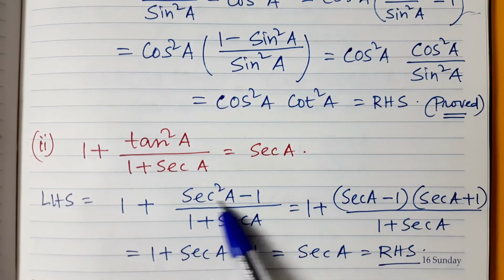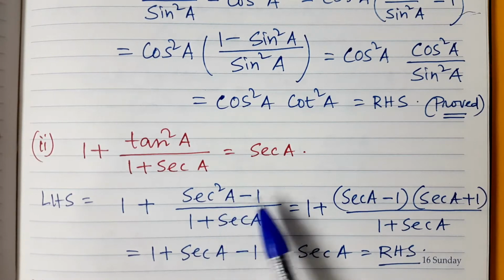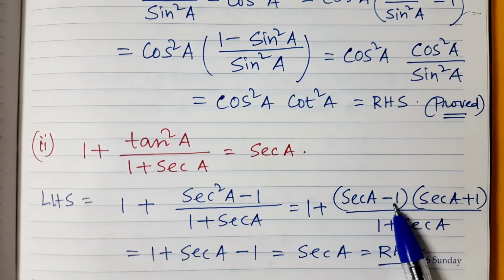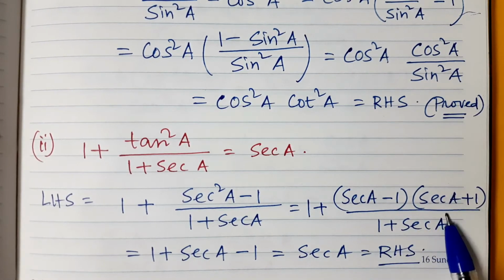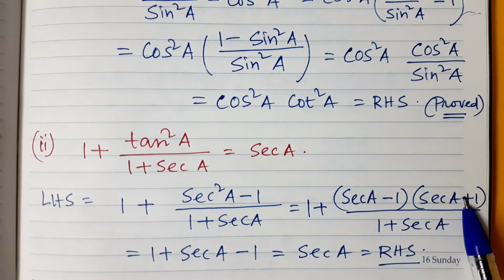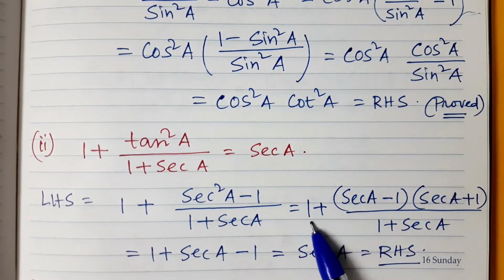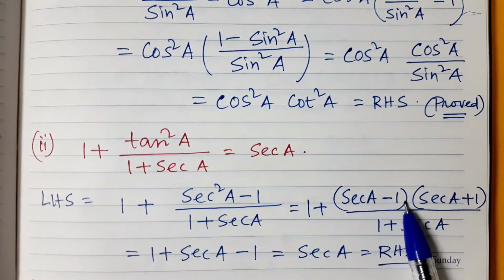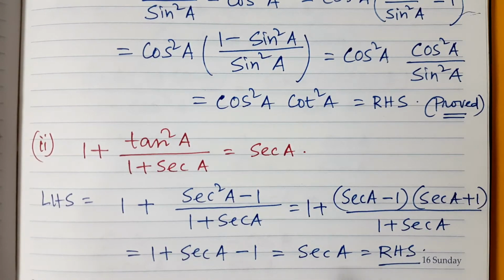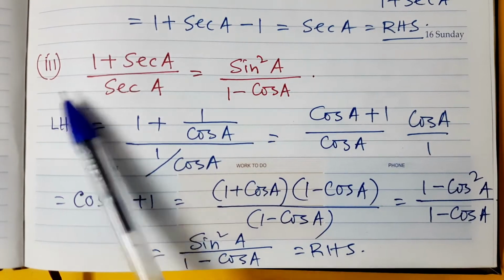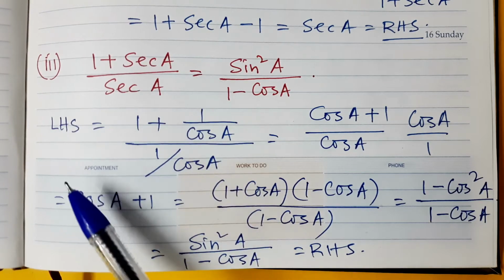Okay. So sec square A minus 1. This is the formula, so this is A square minus B square. A is sec A and B is 1. So it is sec A minus 1, sec A plus 1. Now see, this and this term will get cancelled because they are same. And so we will only have 1 plus sec A minus 1. Now this one and this one will get cancelled. So it is sec A only. That is the right hand side.